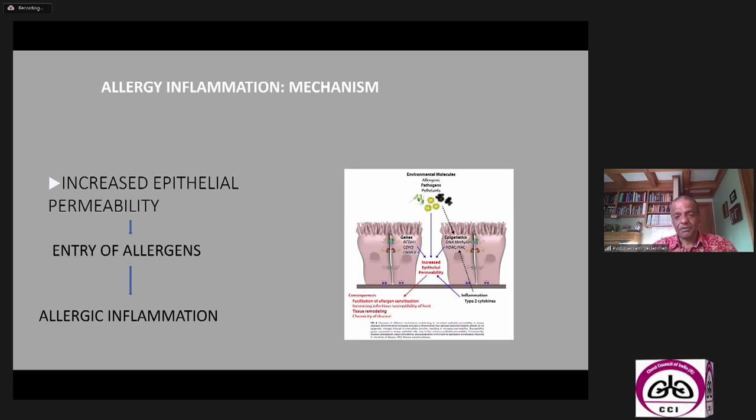This is a diagrammatic picture of the epithelium. In the epithelium, you have these tight junctions, adherent junctions, which keep all these cells very, very tight. And when it is genetically defective, there's a leakage. In addition to that, the allergen molecules, environmental molecules, allergens, pathogens, pollutants, like diesel exhaust, all these things will damage it further and increase the permeability. And that is called leaky epithelium. And leaky epithelium is what causes the entry of the allergens. This is true in the skin, in the mucous membrane of the respiratory tract, and in the GI tract. Anywhere, this is the problem. Okay. And that promotes the entry and allergic inflammation.